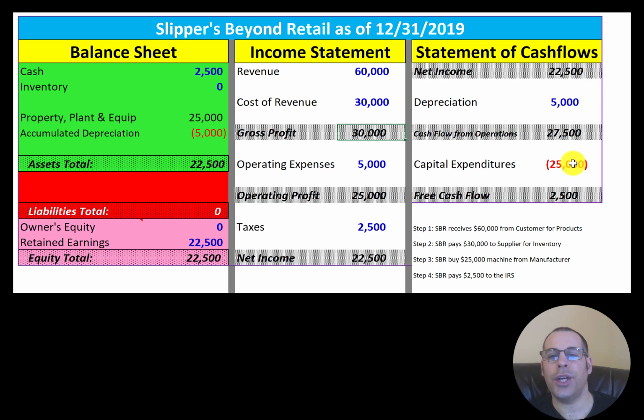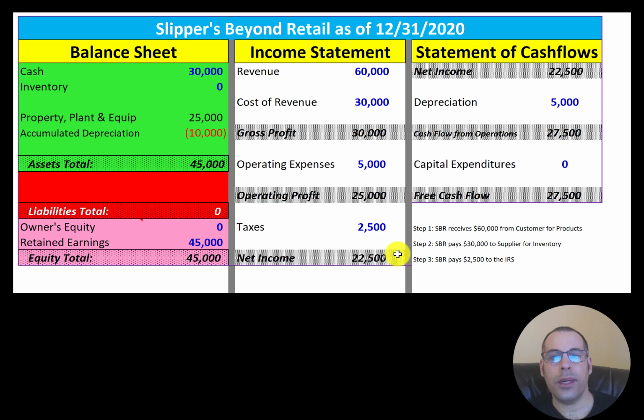Depreciation is a non-cash item. It's just an accounting measure to spread the cost of an asset over a long period of time. That's why we add the $5,000 back on the CFO section, because we already recorded the entire $25,000 expense in the year we purchased the asset.